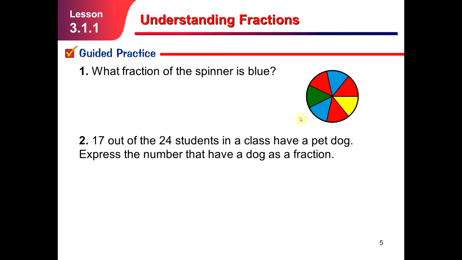In this spinner, again, we have 7 sections. They want to find out how many of them are blue. There's 1, 2, that's our numerator. 2 over 1, 2, 3, 4, 5, 6, 7, 2/7.